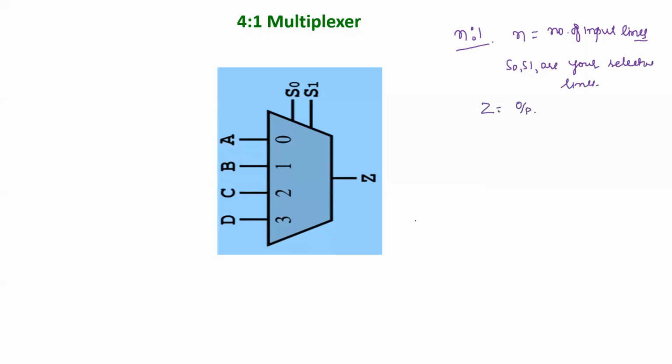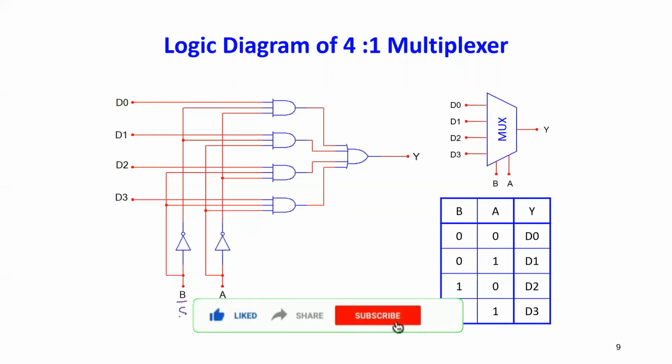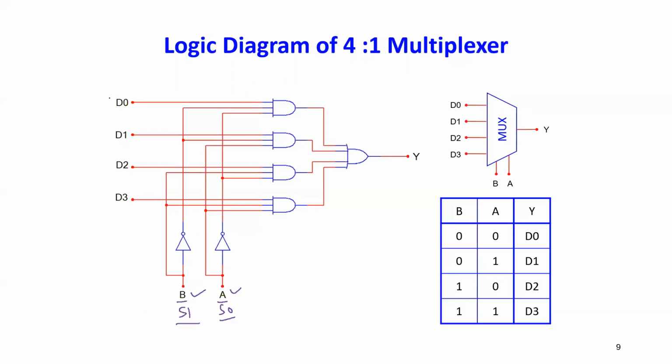How are you actually selecting the output? That's again an issue, because this is a black box. But the rough idea is that if you create a truth table, you get a very good understanding of things. Here you can see the logic diagram for your 4:1 multiplexer. These are your selection lines A and B, where B is your MSB. It can be written as S1 and S0, or if you're fine with A and B, you can use this. These are your data lines D0, D1, D2, and D3.